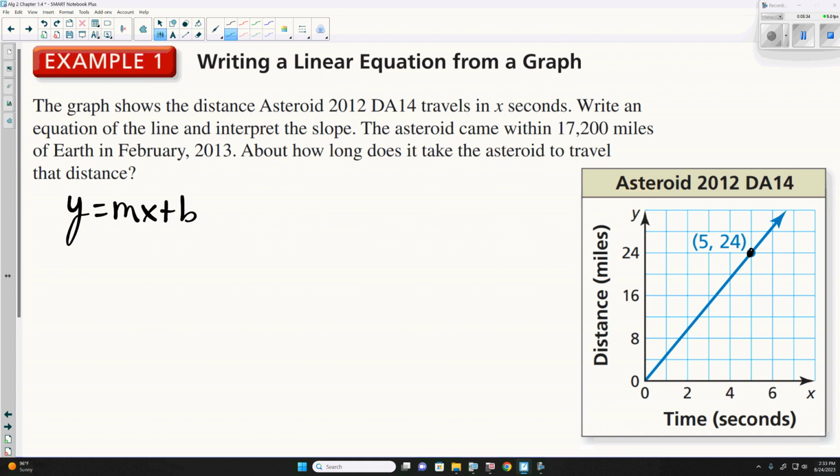Yes, because it does intersect at (0, 0). So it didn't necessarily tell us this one down here, but when the time is 0 seconds, it's traveled a total distance of 0 miles, so (0, 0). So we do have two points. One of them (0, 0), and the other is (5, 24). Are we going to be able to have zeros for that? Not every problem, but this one, yes.